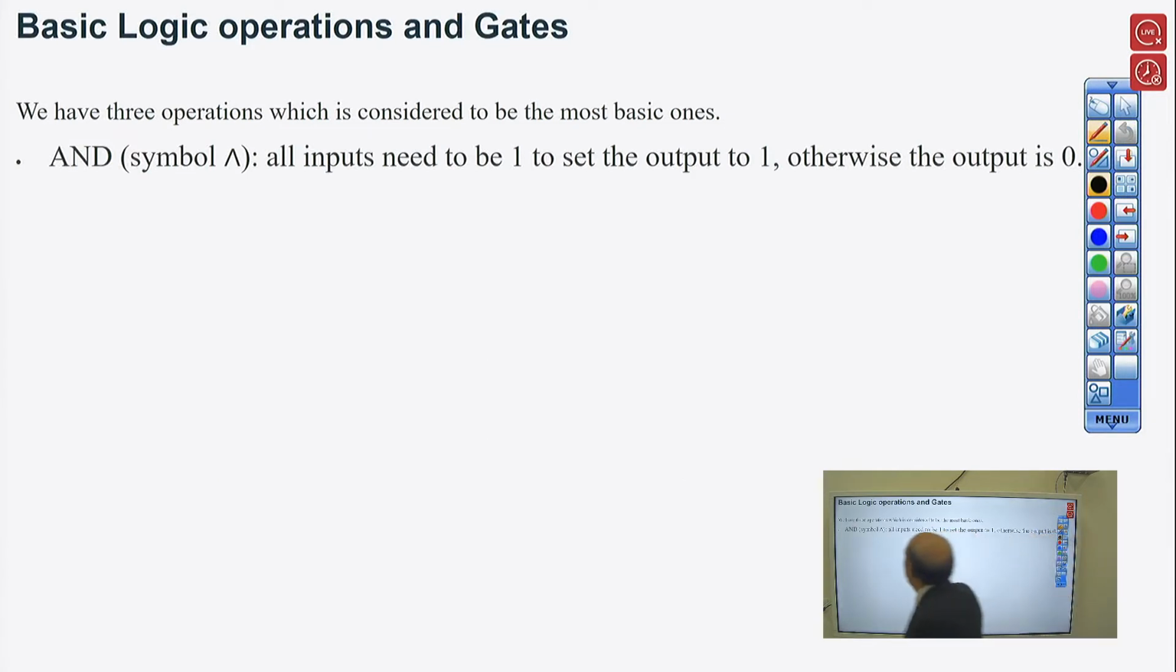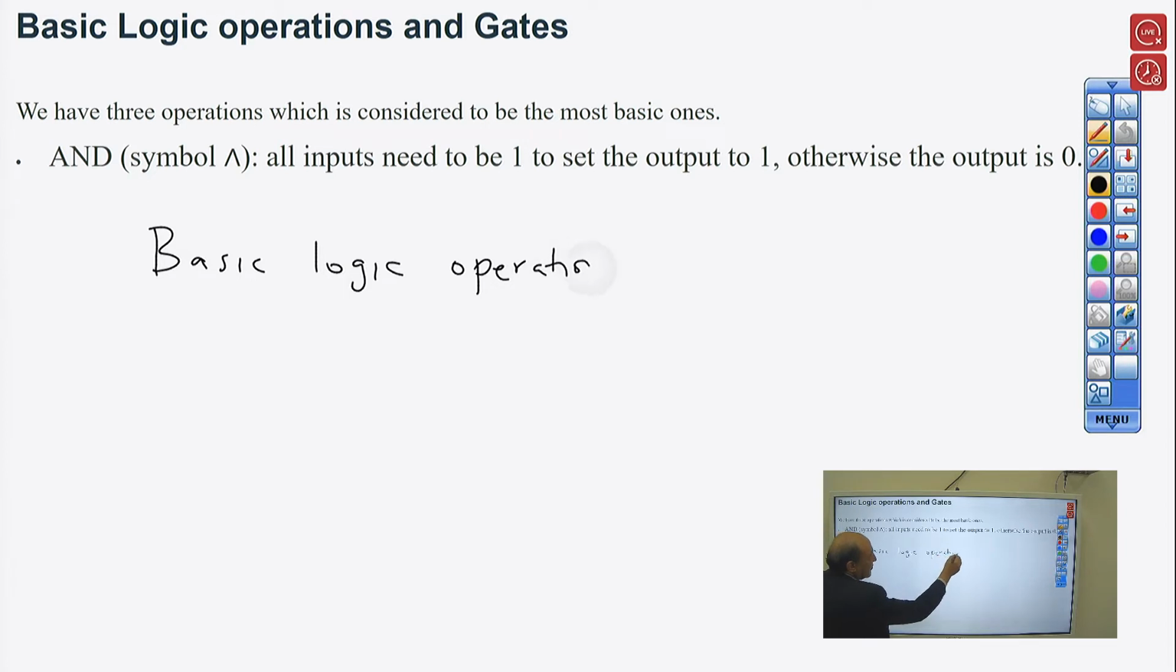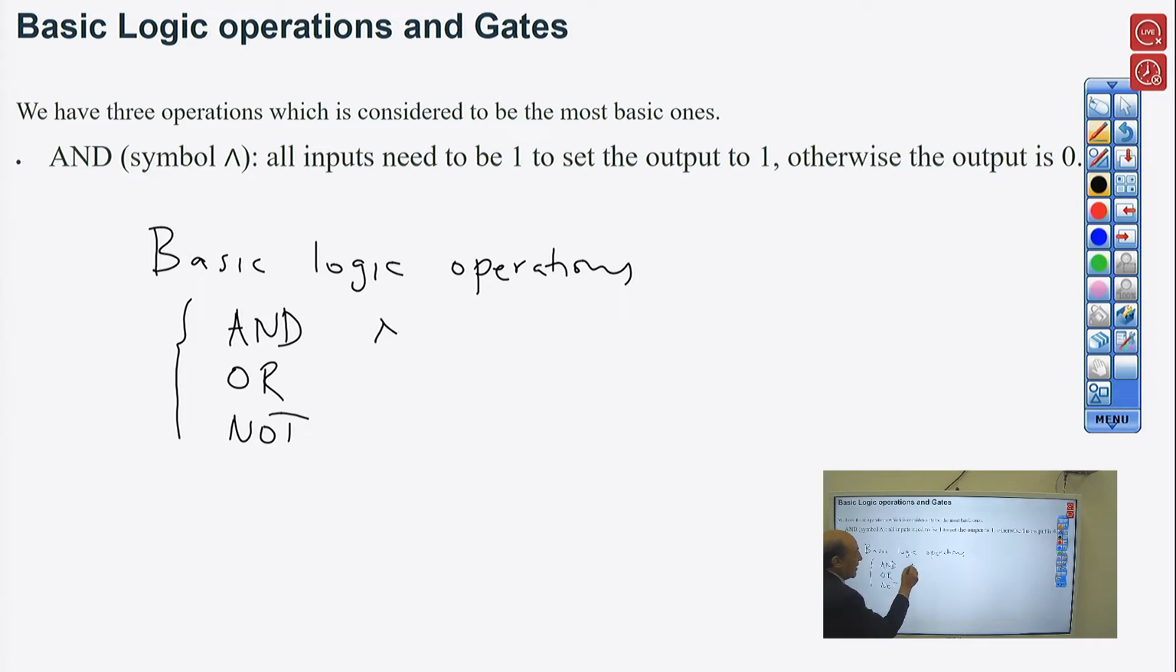There are three basic logic, or Boolean, operations: AND, OR, NOT. We start with AND. The symbol for AND is like that, or a dot, and in the course, for example, A and B we will just write in this way.